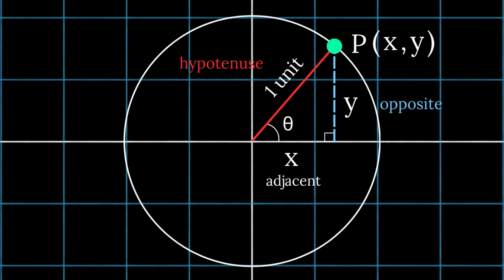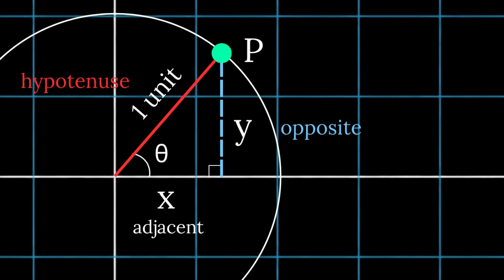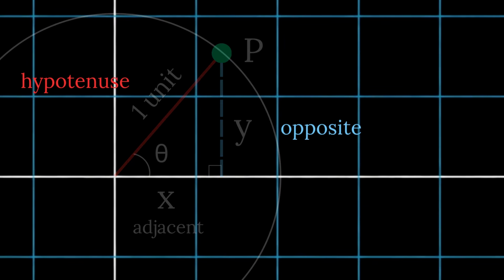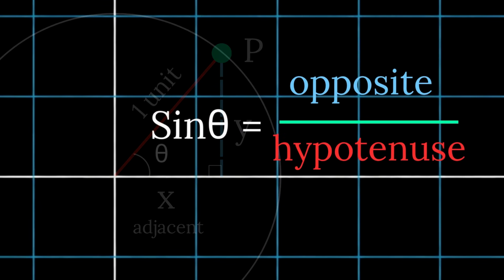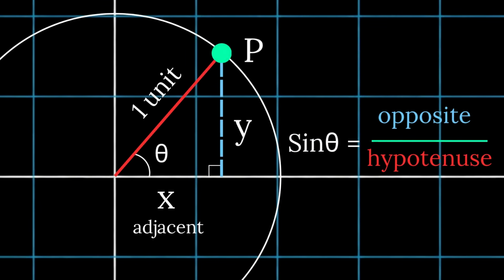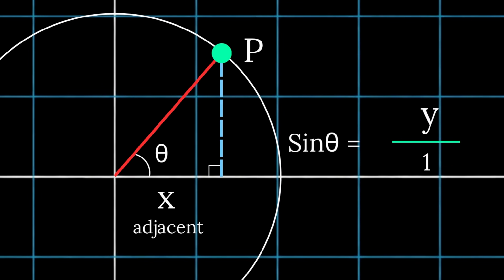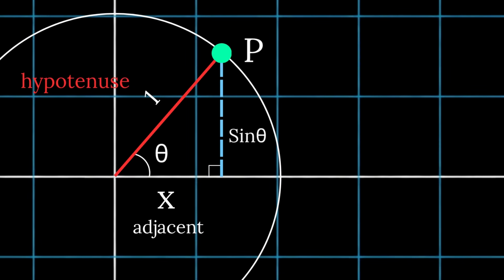To find the y value of our coordinate, we have to use a ratio that connects the opposite side of the triangle to the hypotenuse. And this is the definition of the sine ratio. So we can define this as sine of theta is equal to the opposite side, y, over the hypotenuse, which is 1. Simplifying, we find that the y value is literally sine of theta.